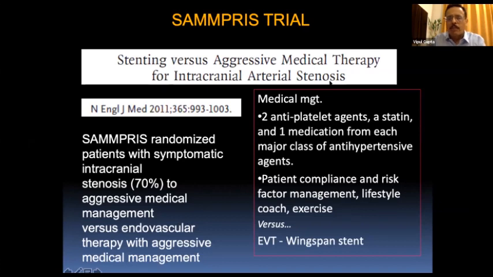And what did medical management mean in these patients? It meant two antiplatelets, statin, and one medication from each major class of antihypertensive agent, patient compliance, risk factor management, lifestyle coach, and exercise, versus endovascular therapy with a stent known as the Wingspan stent, which was a dedicated stent developed for intracranial atherosclerosis. Now, the key thing here is that a lot of focus is there on lifestyle changes. There was a lifestyle coach as well.